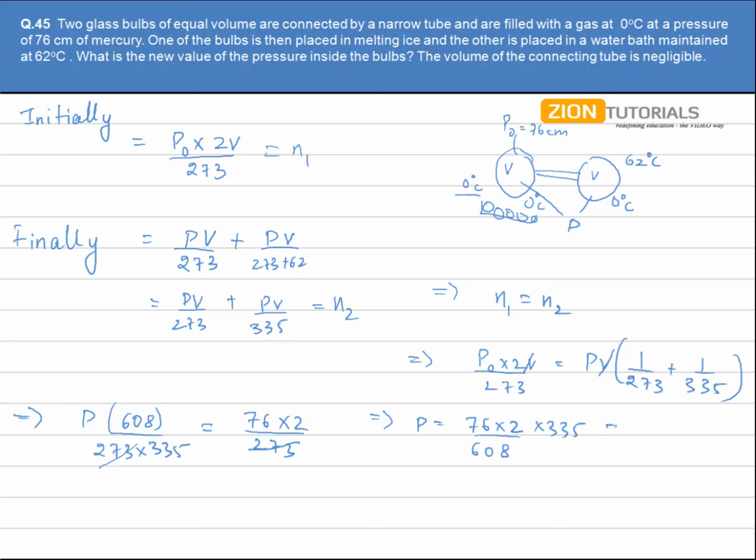Now if you solve this, you'll get the value as 83.75, which will be nearly equal to 84 centimeter of Hg. So this is the answer basically. So again, the same concept was applied, which was conserving the number of moles it initially had and the number of moles which it finally had.